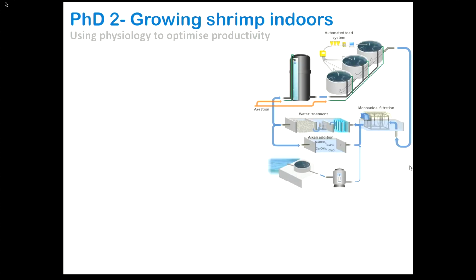The other project I was just going to highlight, which is kind of my last point, is another PhD starting this September. We're looking at shrimp production in this case. And again, it's going back to the RAS. So there's a massive movement globally to put shrimp production on land on the outskirts of cities.